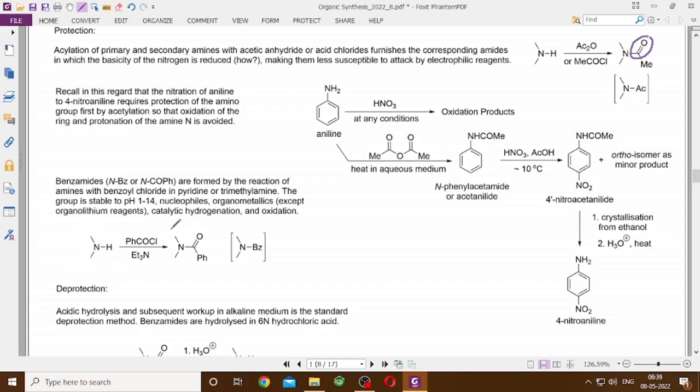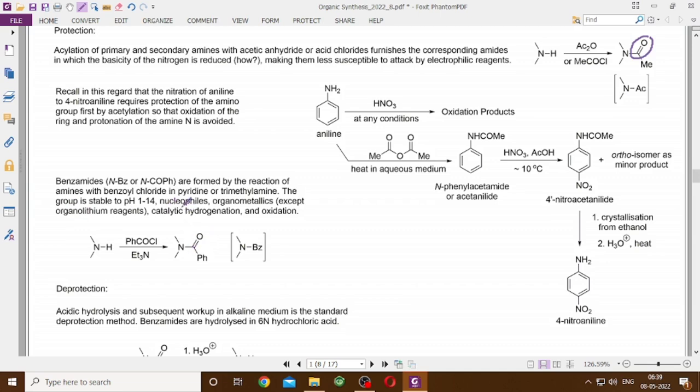You can do the benzoyl protection, which is the NBZ protection or NCOPh protection, the Schotten-Baumann reaction that you have done. You can do this in a brine medium, after working up with sodium bicarbonate, or you could just use the benzoyl chloride in triethylamine so that you have your benzoyl protection. But these things are very difficult to cleave. They are stable to a pH of 1 to 14. So their hydrolysis is very difficult, very robust.